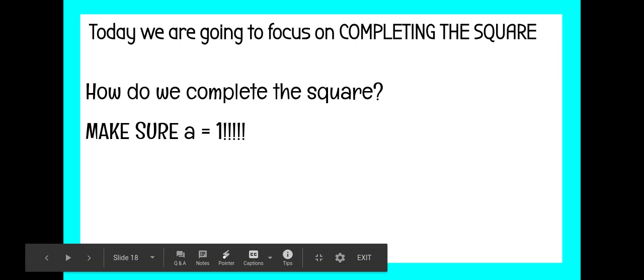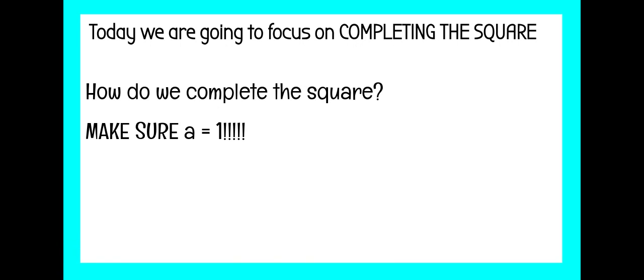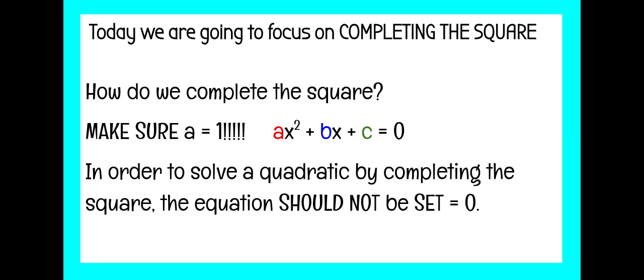All right, so how do we complete this square? Well, first of all, in order to complete the square, your a has to be equal to 1. So let's review what a is. A is the number in front of x squared, b is the number in front of x, and c is our constant. We are going to be referring to all three of those today as well. For today's lesson, we are going to have a equal to 1. In the future, I'll show you what to do when it's not equal to 1. In order to solve a quadratic this way, you're not going to be setting it equal to 0. We're actually going to be isolating the x term today. So that's going to be fun.